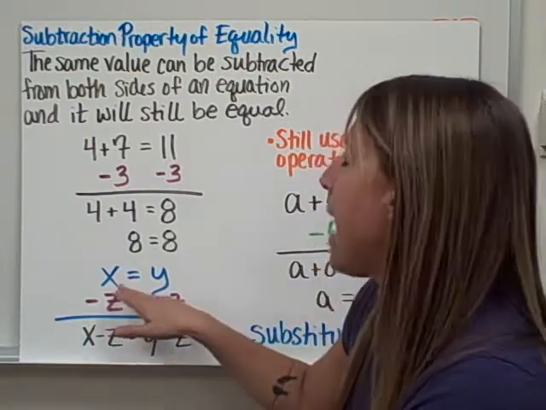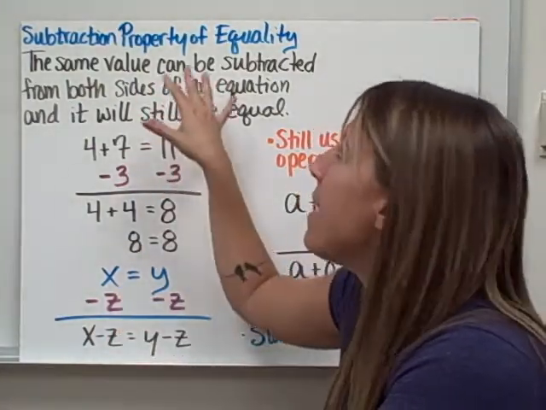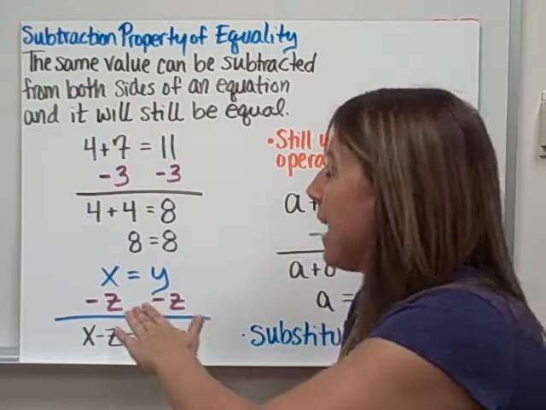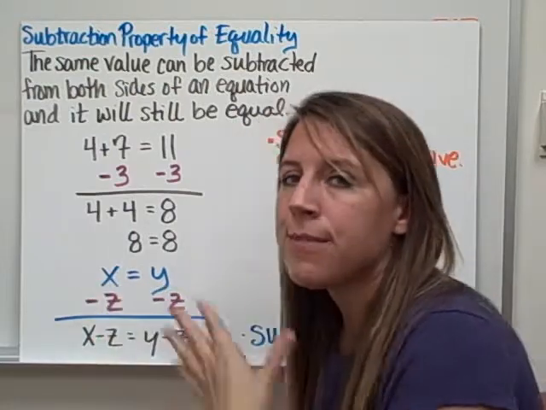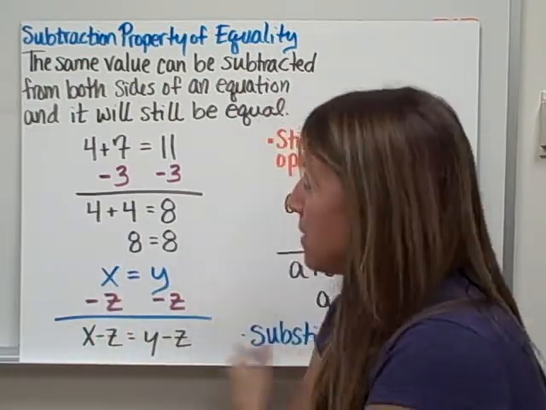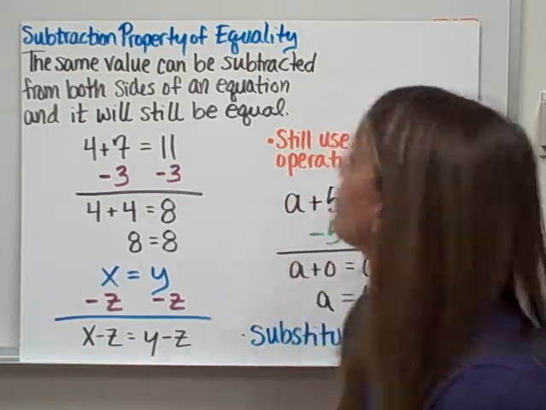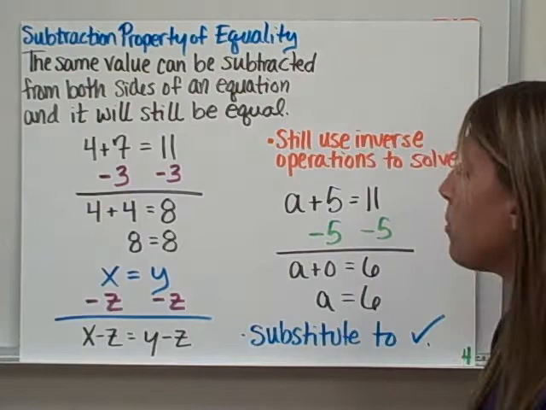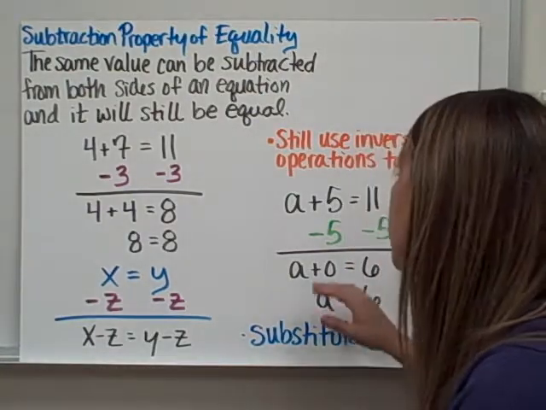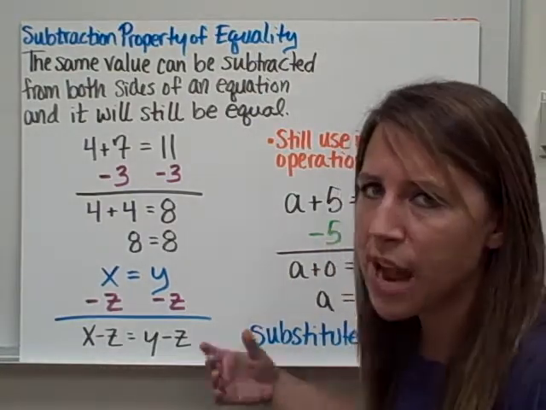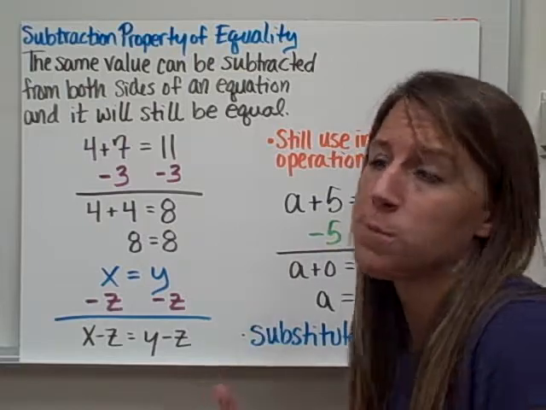Algebraically, you can represent the subtraction property of equality by saying, if x equals y, and I subtract z from both sides, then x minus z equals y minus z. So we're still going to use inverse operations to solve, only we're going to be saying the opposite of addition is subtraction. They are interchangeable, works both ways.